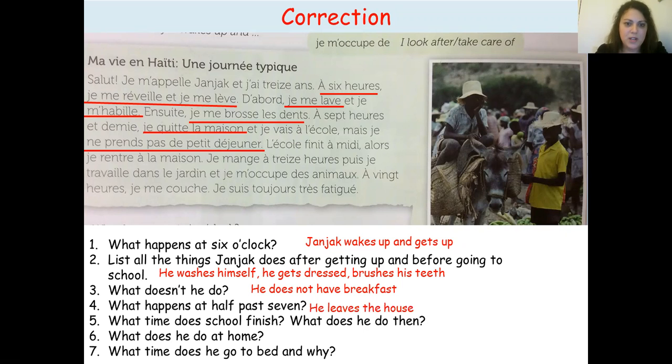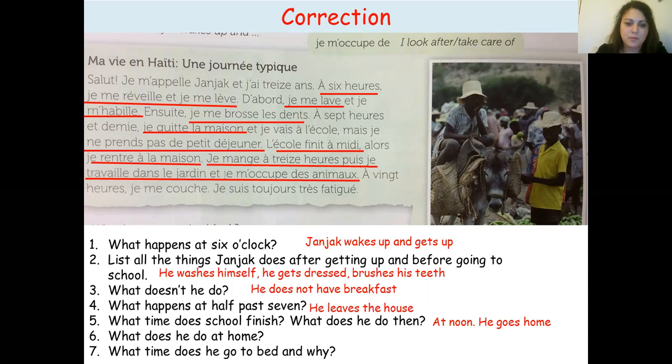What time does school finish? So here we're looking at the word finish, which is finir, and we can see l'école finit à midi, as in school finishes at noon. And then he goes home. Je rentre à la maison. What does he do then? He goes home. Then what does he do at home? Je travaille dans le jardin is I work in the garden. Et je m'occupe des animaux is I look after animals.